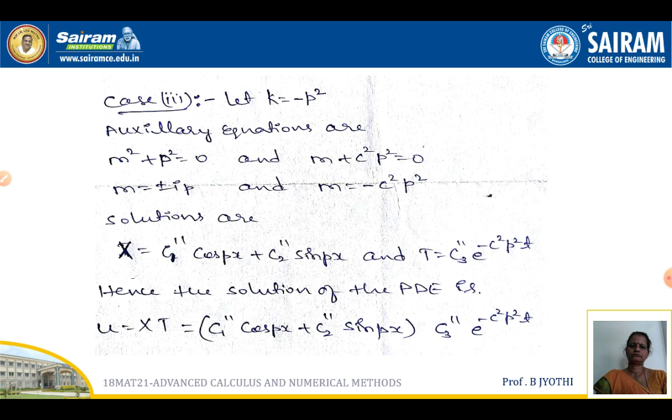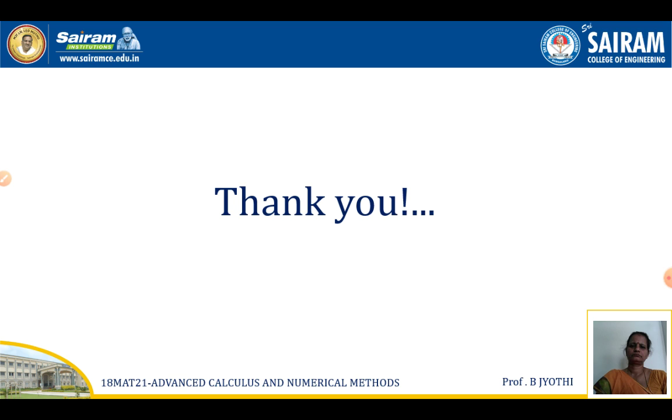So the auxiliary equations here are given by m square plus p square equals 0, and m plus c square p square equals 0. And here m equals plus or minus ip, and here m equals minus c square p square. The solutions are given by X equals c1 double dash cos px plus c2 double dash sin px, and T equals c3 double dash e power minus c square p square t. Hence the solution of the PDE is given by u equals XT, that is (c1 double dash cos px plus c2 double dash sin px) into c3 double dash e power minus c square p square t. Thank you.